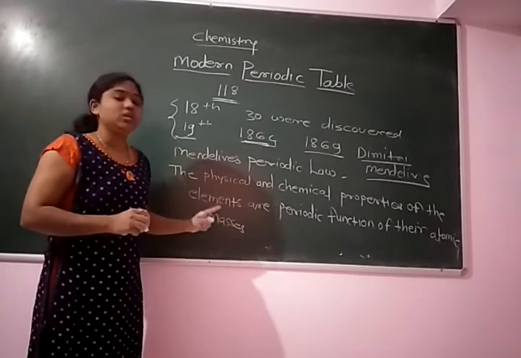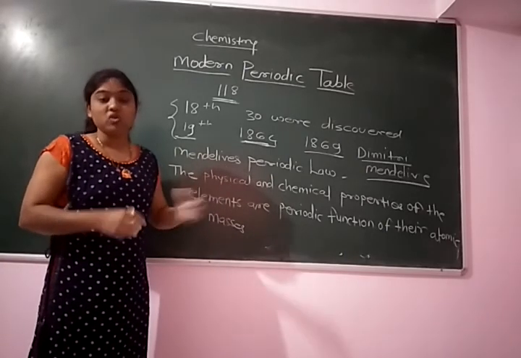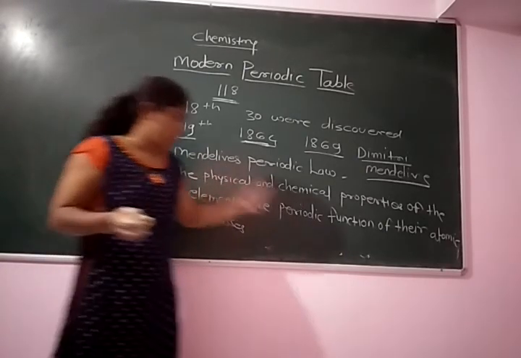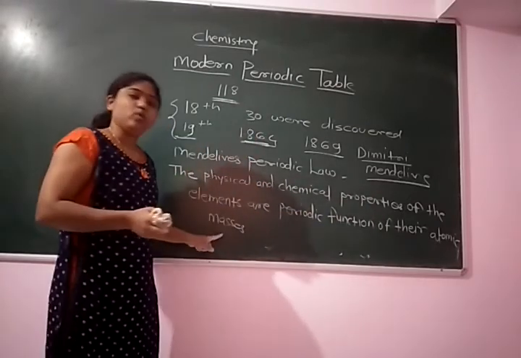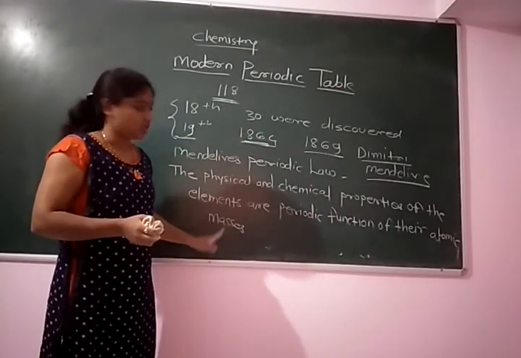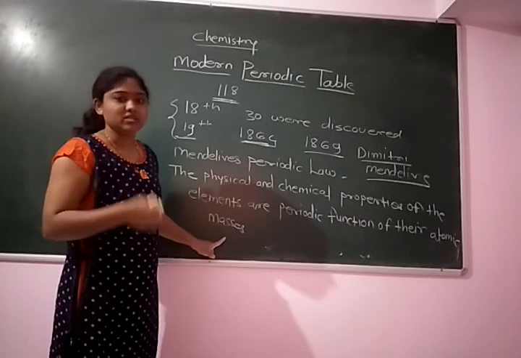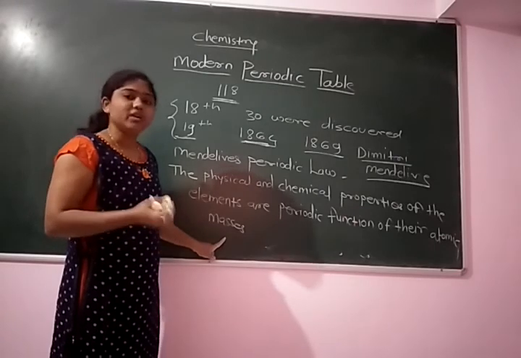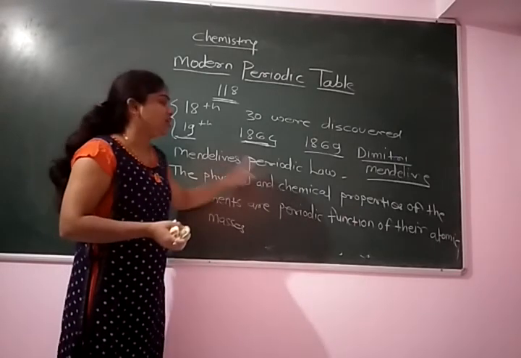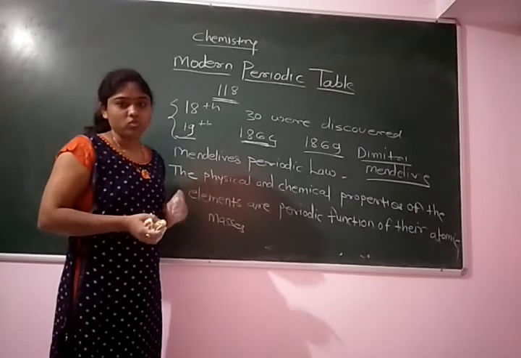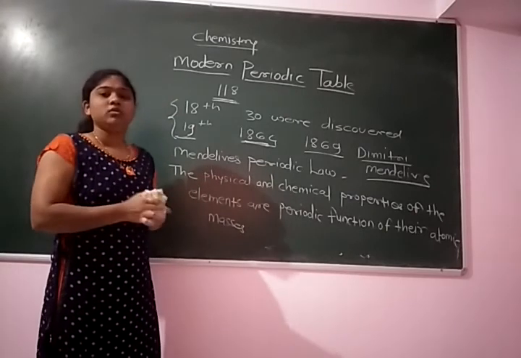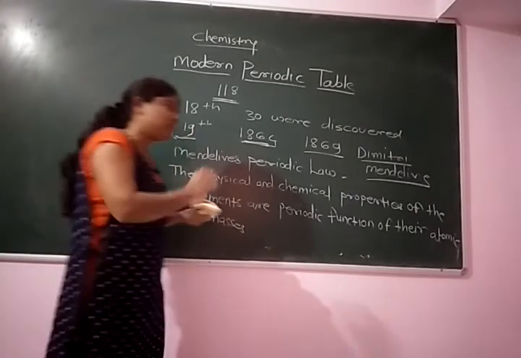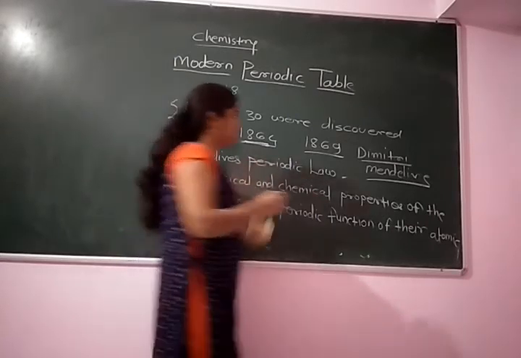So that was Mendeleev's periodic law, because he arranged the elements in the increasing order of their atomic masses in his periodic table. Therefore this periodic table is called Mendeleev's periodic table. Okay. After that he told that in the periodic table horizontal lines are called periods.